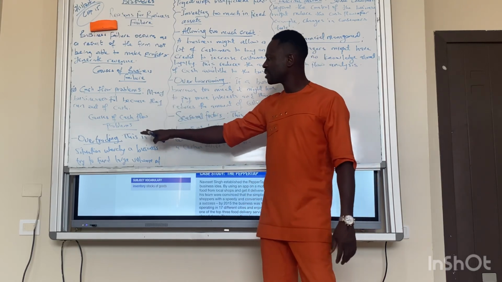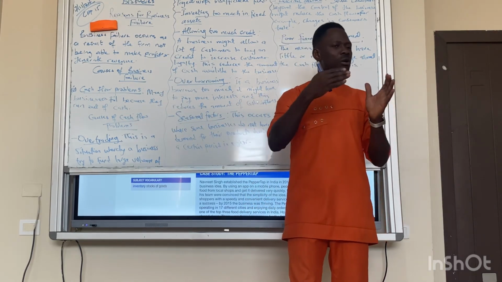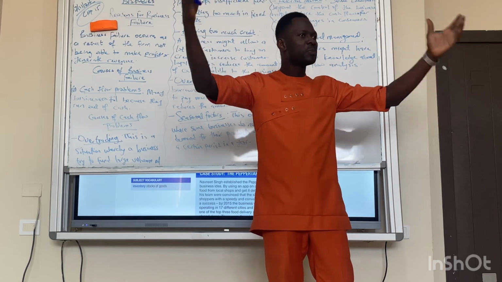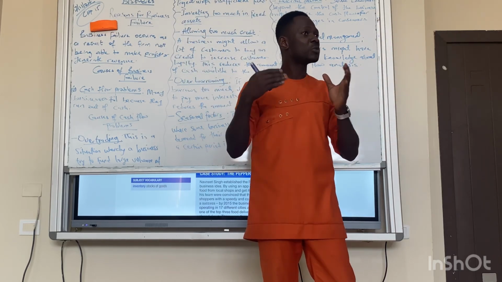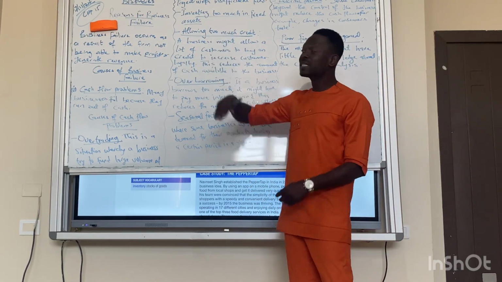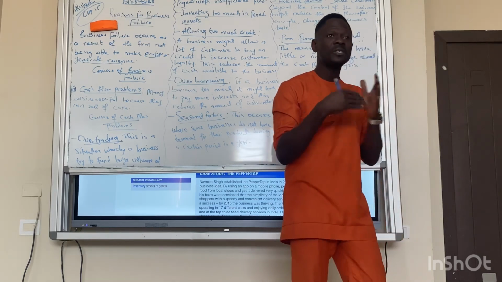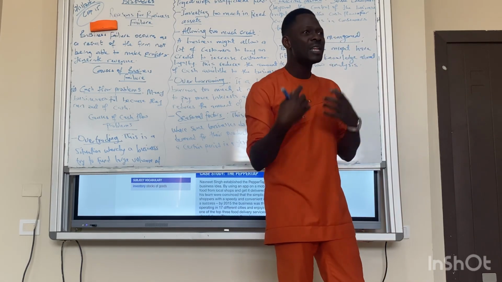The first one we talked about is overtrading, which means you spend more, or you have so many projects that you have a small amount of money to spend on. Then investing too much on fixed assets. When you spend too much on fixed assets, it reduces the amount of cash available to you.